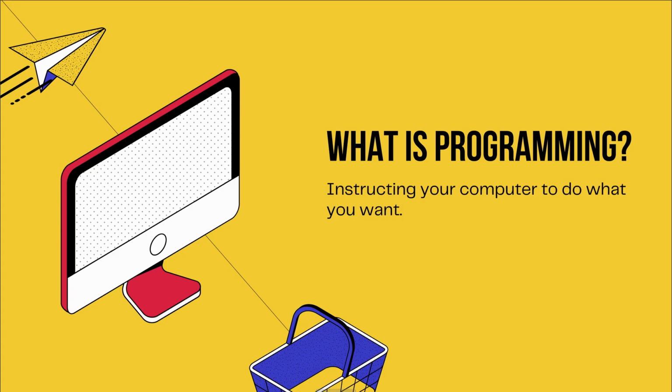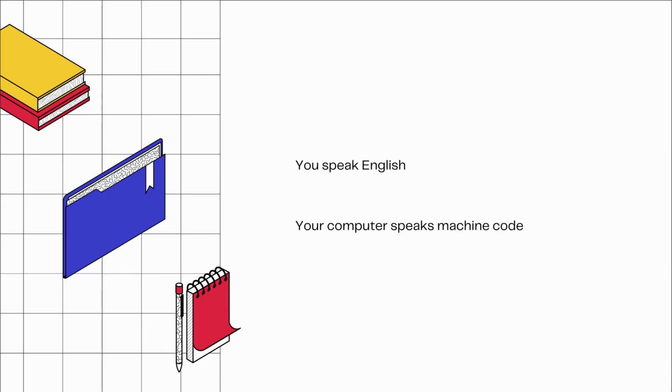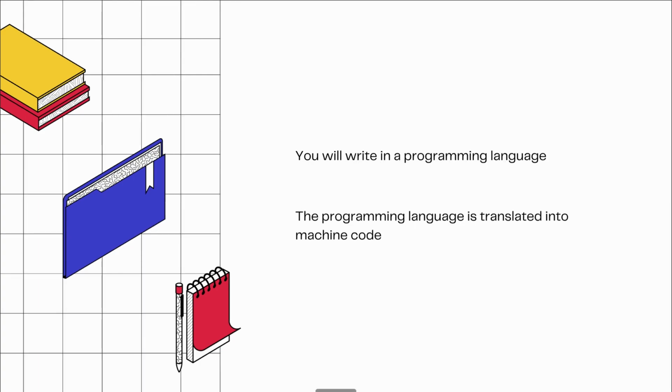But let's start at the beginning. What is programming? An easy definition I would give is that programming is simply instructing your computer to do what you want. Sounds easy, right? Well, you speak English and your computer speaks machine code, so there is a tiny little issue there. To solve that, you will write in a programming language, and then the programming language is translated into machine code. There are more details here, but let's just keep it at this.